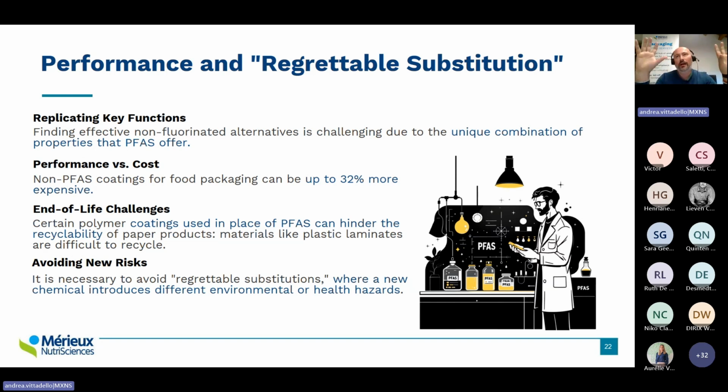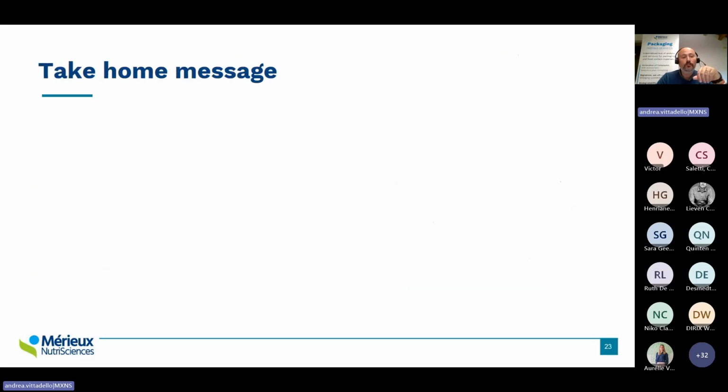And a general point, please take attention: if you change, and the performance is okay, the cost is okay, and also the end of life is okay, you also have to consider other kinds of risk, like food contact, as Sarah tried to underline in her presentation.